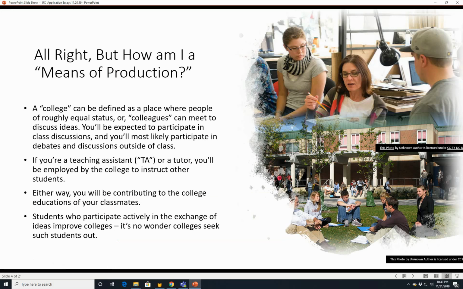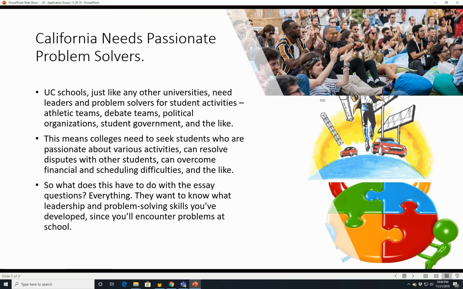Well, a college can be defined as a place where people of roughly equal status, or colleagues, meet to discuss ideas. You'll be expected to participate in class discussions, and you'll most likely participate in debates and discussions outside of class. If you're a teaching assistant, a TA, that is, or a tutor, you'll actually be employed by the college to instruct other students. Either way, you will be contributing to the college educations of your classmates, and hopefully they'll be contributing to your college education. Students who participate actively in the exchange of ideas do improve colleges, so it's no wonder colleges seek such students out, especially UC colleges. California needs passionate problem solvers.